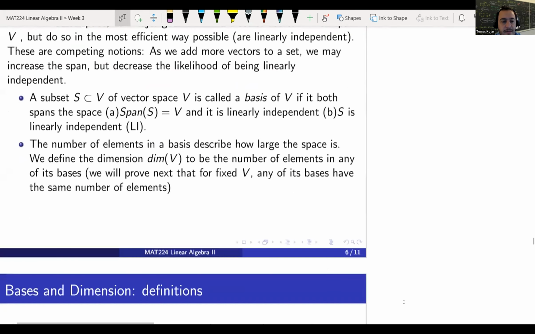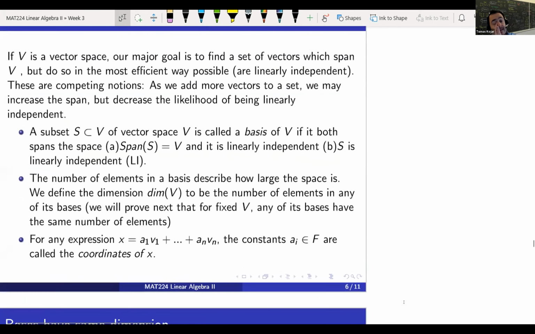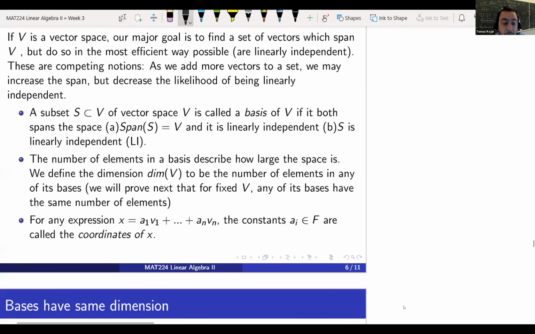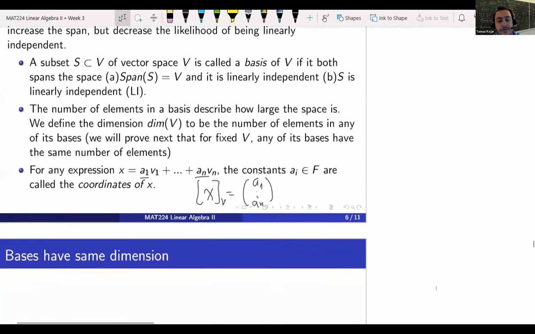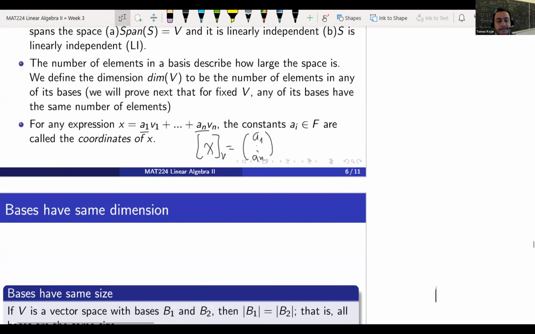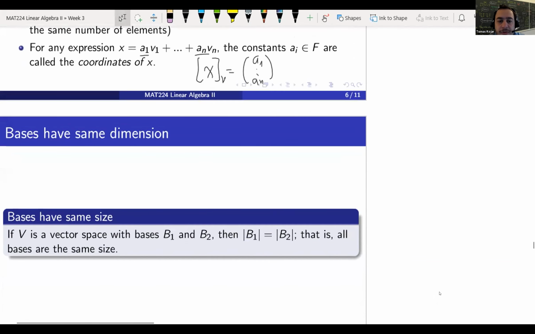Yeah, so we'll prove this next. And once you write your element down, each of these coefficients is called the coordinate. So in other words, x is a1 to an, if you want to write x in V. That's another notation that we will use next week. Any questions? Can we prove it's the case? Yeah, we'll prove it right now.